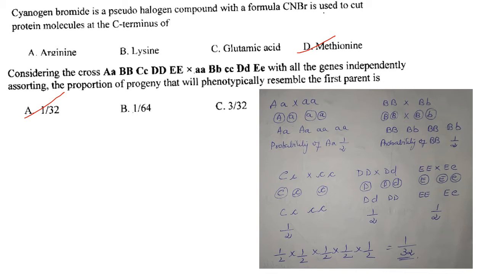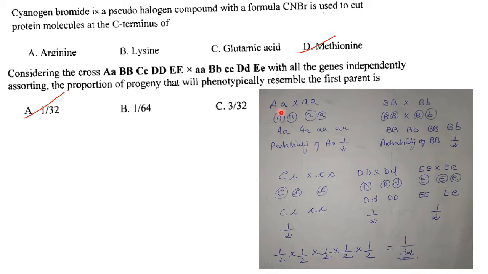the proportion of progeny that will phenotypically resemble the first parent. So what portion of the progeny will phenotypically represent the first parent? I have not shown all the options because I want to put this photo over here. Anyway, the D option is not the correct answer. Okay, so we will see.